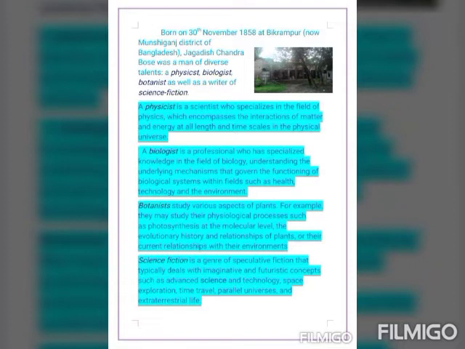And at last, we know what is science fiction. Science fiction is a genre of speculative fiction that typically deals with imaginative and futuristic concepts such as advanced science and technology, space exploration, time travel, parallel universes, and extraterrestrial.